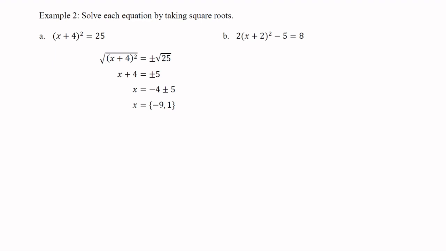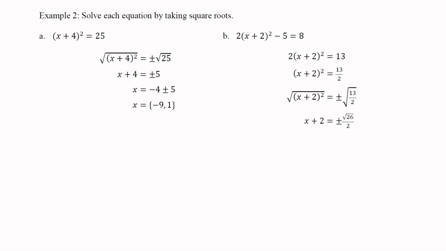For this one, we need to get the squared portion by itself first. So we're going to add 5 to each side. Then we're going to divide each side by 2. That gives us 13 halves on the right side. Now we can take the square root of each side. That's going to give us plus or minus the square root of 13 over 2.